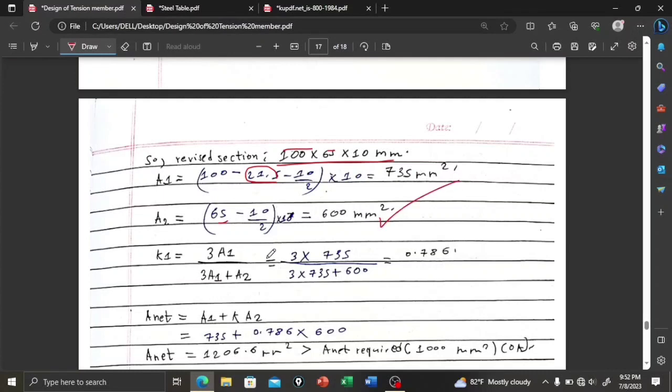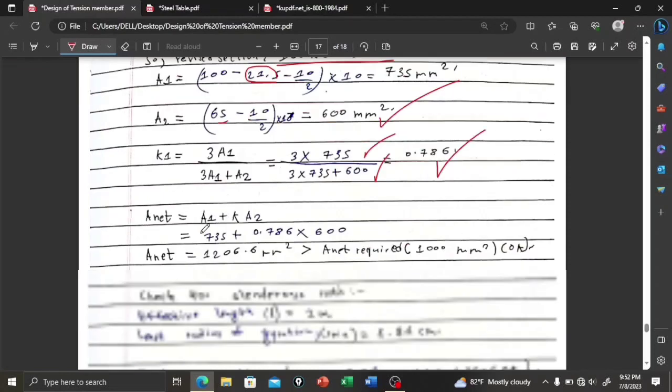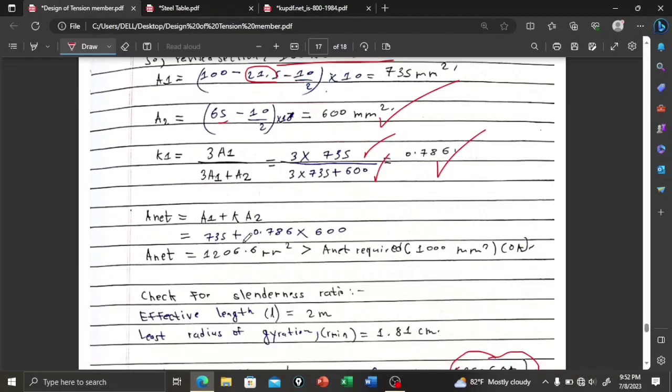K1 is 3a1 by 3a1 plus a2. 3 into 735 by 735 plus 600 is 0.76. A net is by this formula, a net is 206, which is the area provided, which is greater than area required, so it is okay.